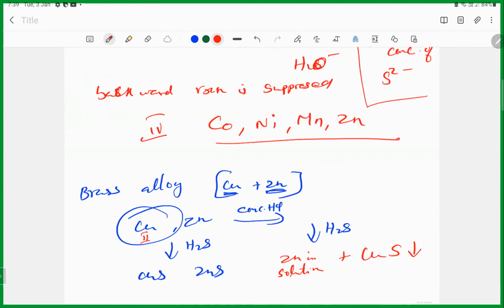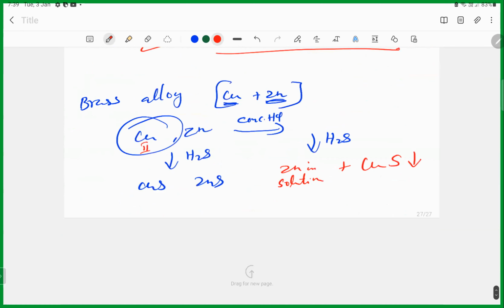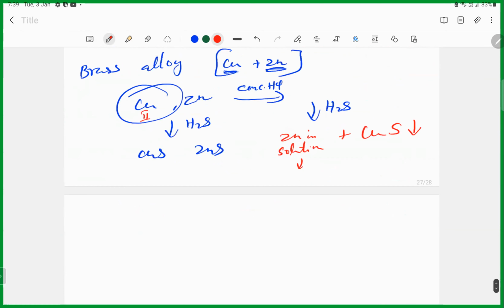Whether you estimate Zn volumetrically, or convert it into some complex, you can make it as a complex. From the complex you can calculate zinc. Then you change it to copper sulfate. This you can estimate, it gives the percentage of copper. So these are the applications of common ion effect.